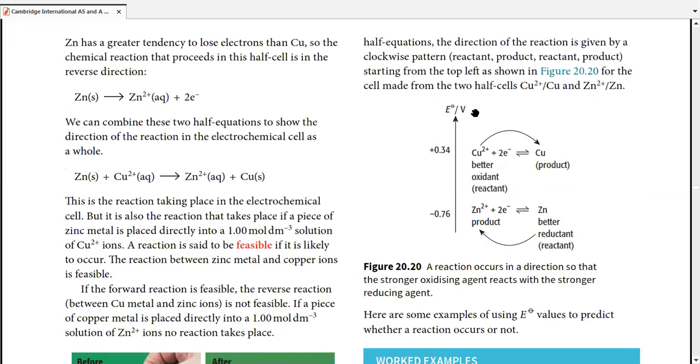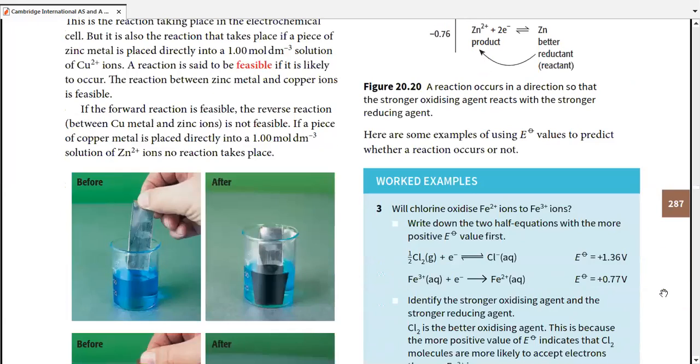Take a look. In case of E standard values, copper has a higher positive value plus 0.34. Zinc has a negative value minus 0.76. So the equations can be written such that this is a better oxidant, a reactant to give us the product, and this is a better reductant, a reactant to give us the product. So zinc likes to oxidize, and copper ions like to get reduced. See?